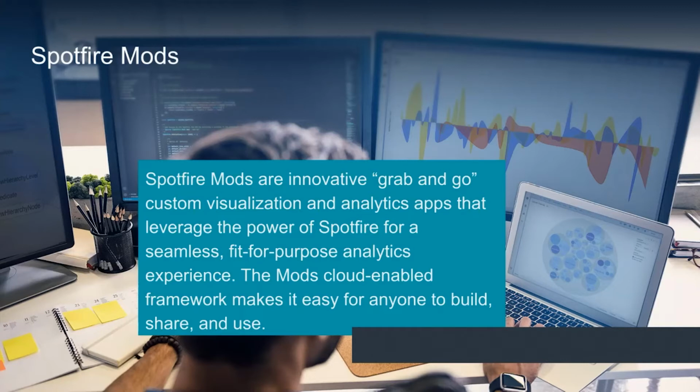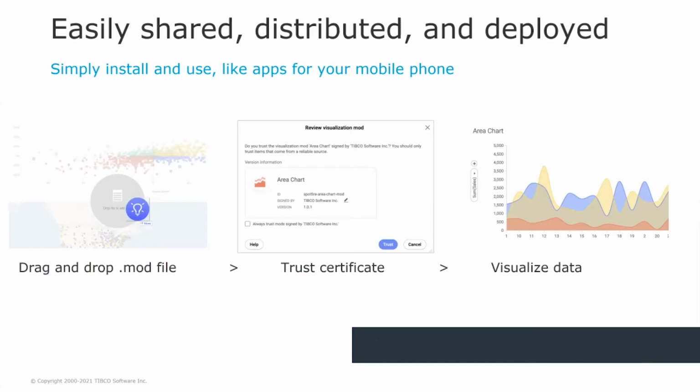So let's have a look at the different key features for different user roles. First of all, it's very easy to distribute and deploy mods. You just download a mod file from a website and drop it into your Spotfire analysis, and then you can start using that right away, connected to your data.